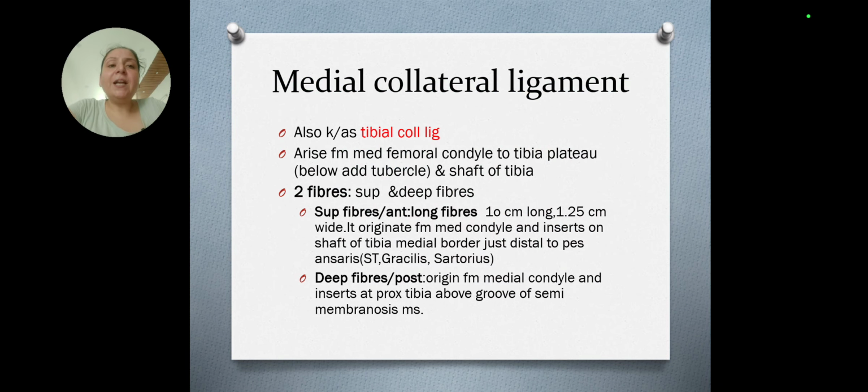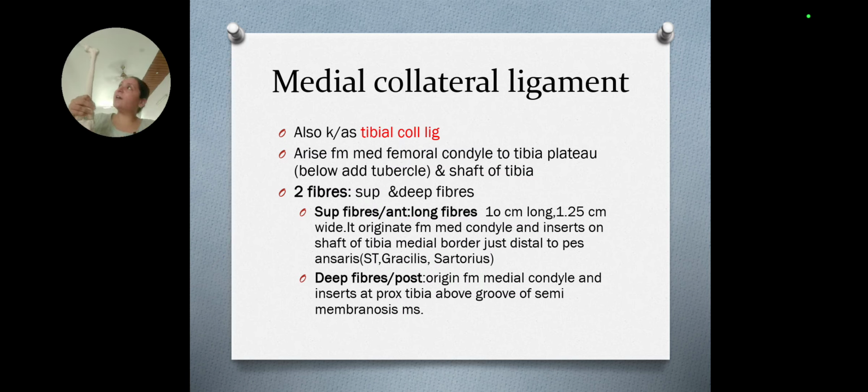Fine. Now let's start with another structure. We have done with the menisci, we have done with the capsules. Now let us go in for the medial collateral ligament. The medial collateral ligament is also called the tibial collateral ligament, and it arises from the femoral condyle to the tibial plateau, just below the adductor tubercle.